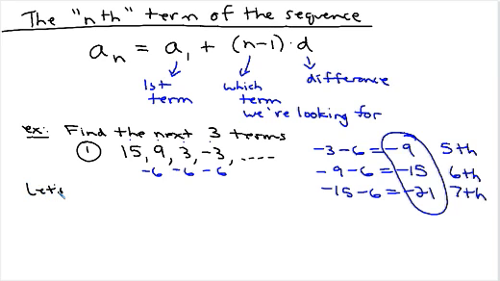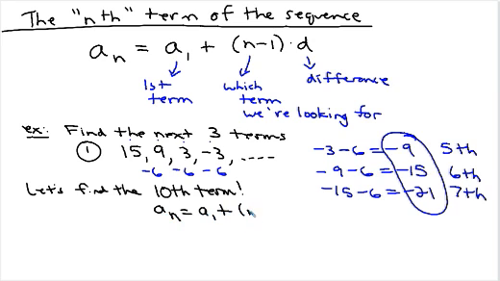Let's find the 10th term. Because they could give you a really big number. They could say, let's find the 47th term. And you definitely don't want to keep subtracting 6 forever. All right, the formula makes it easier. So first, let's write down the formula. A sub n equals a sub 1 plus n minus 1 times d.